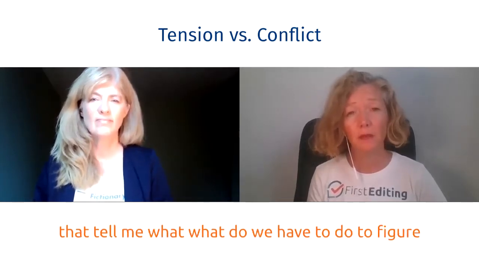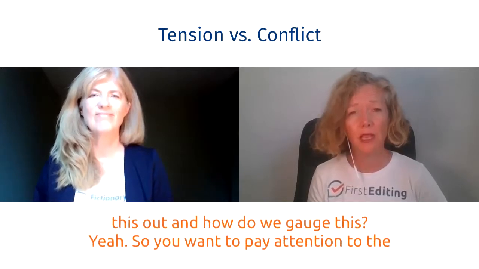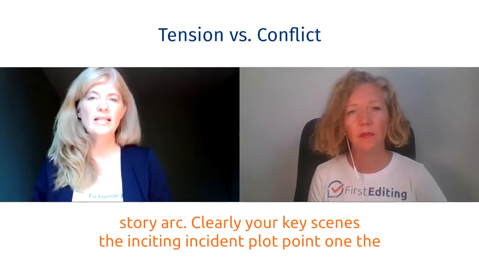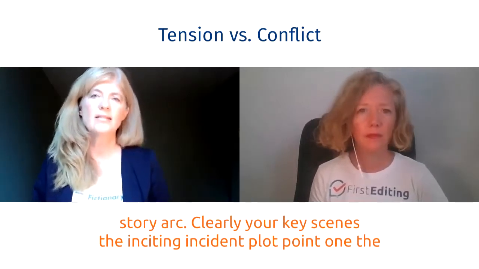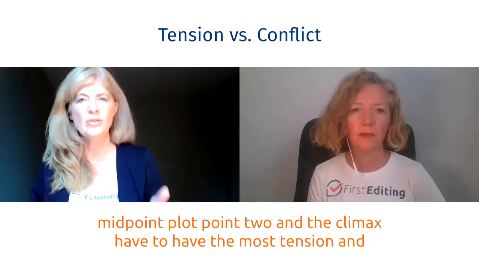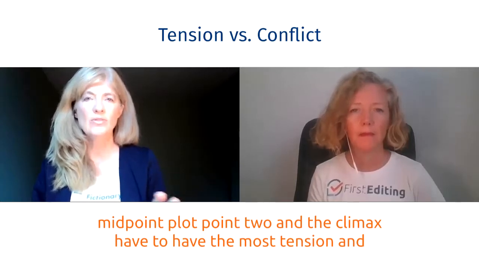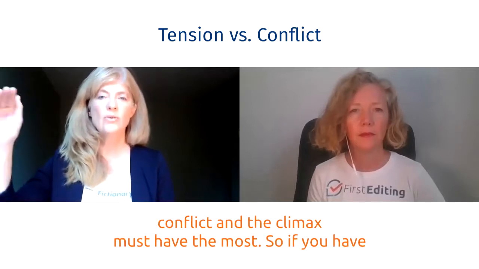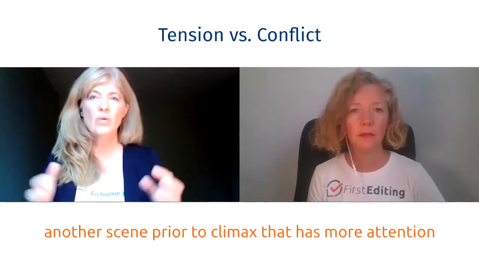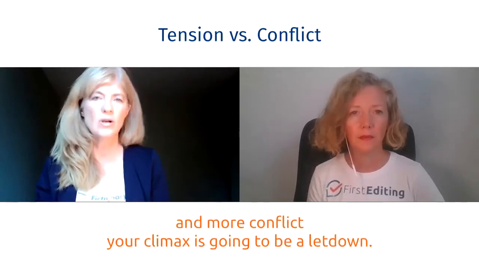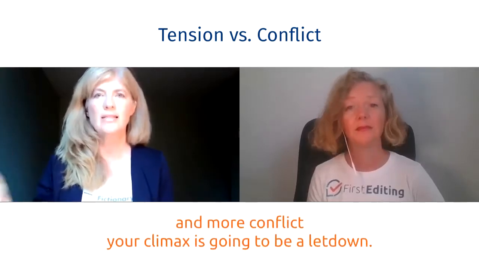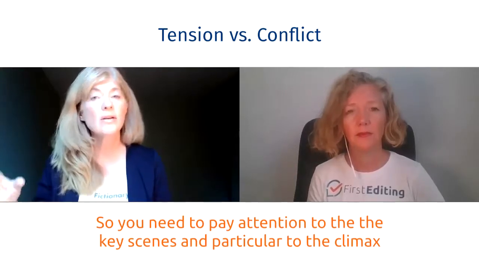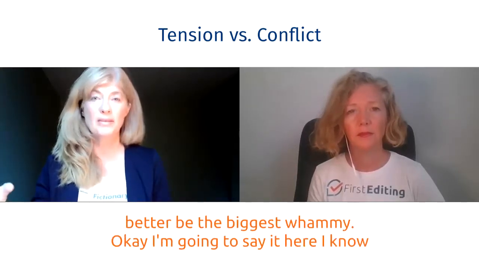Tell me what do we have to do to figure this out and how do we gauge this? Yeah, so you want to pay attention to the story arc. Clearly, your key scenes, the inciting incident, plot point one, the midpoint, plot point two, and the climax have to have the most tension and conflict. And the climax must have the most. So if you have another scene prior to climax that has more tension and more conflict, your climax is going to be a letdown. So you need to pay attention to the key scenes, and in particular the climax better be the biggest whammy.